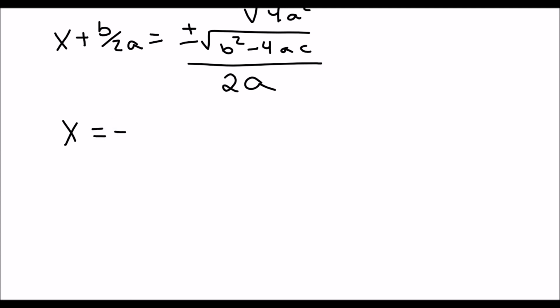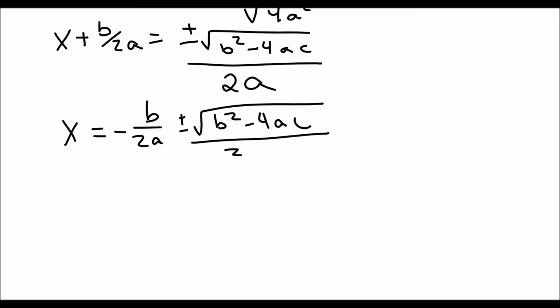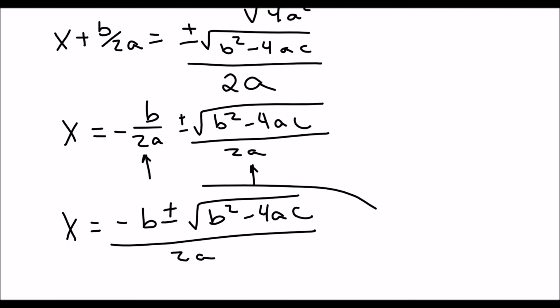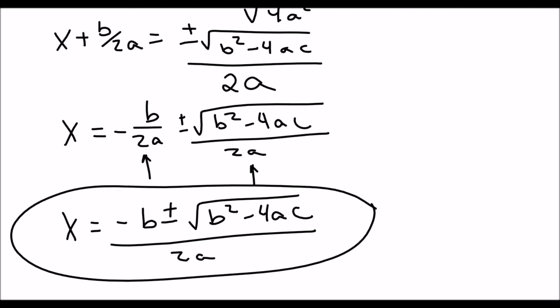x equals negative b over 2a plus or minus the square root of b squared minus 4ac all over 2a. And then when we look at this, we notice these two fractions have the same denominator. So let's combine them. So x equals negative b plus or minus the square root of b squared minus 4ac all divided by 2a. And this is our answer, and this is the quadratic formula.